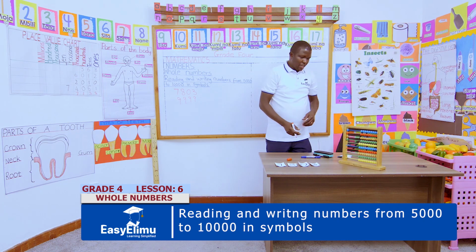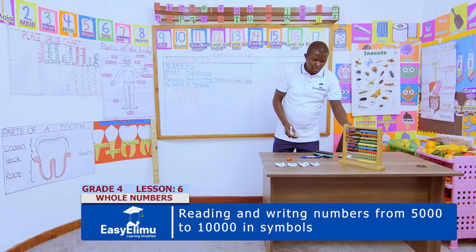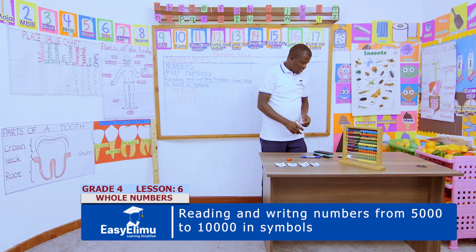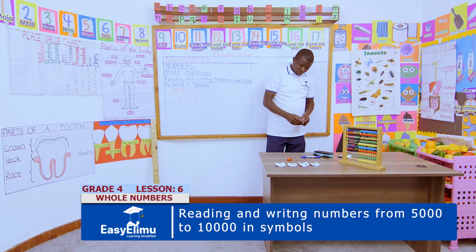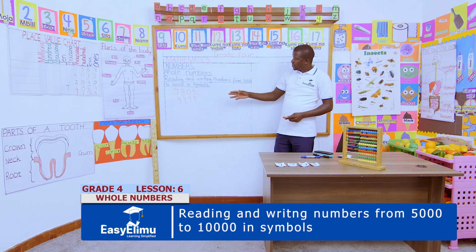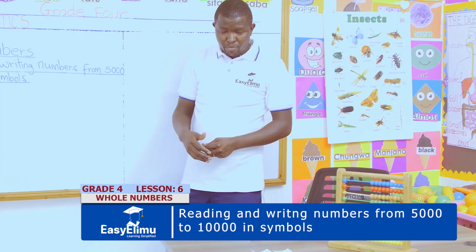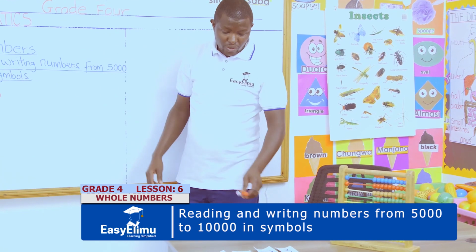You can check it from there. These ones are separators. I have separated them from the main ones to mean that now we are emphasizing on these others. Now, from what we have done, we can write these numbers in symbols or in place value.